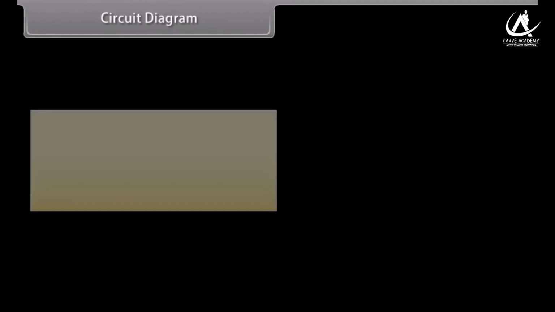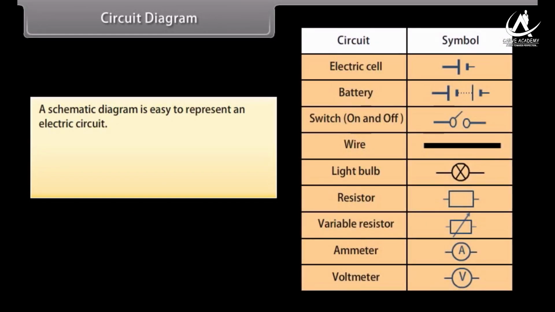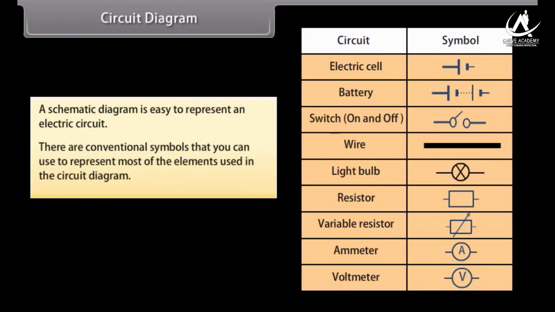Circuit diagram. A schematic diagram is easy to represent an electric circuit. There are conventional symbols that you can use to represent most of the elements used in the circuit diagram. The symbols are shown.